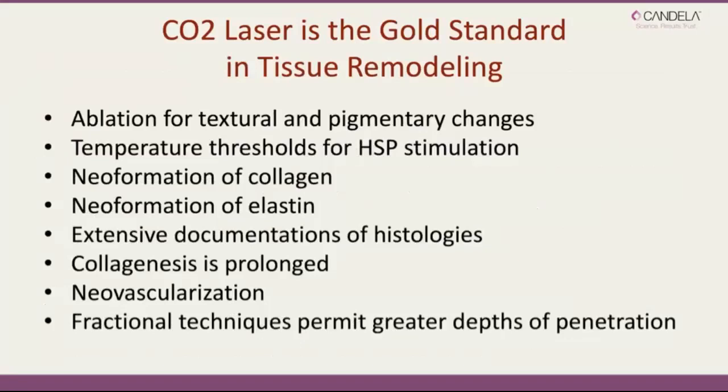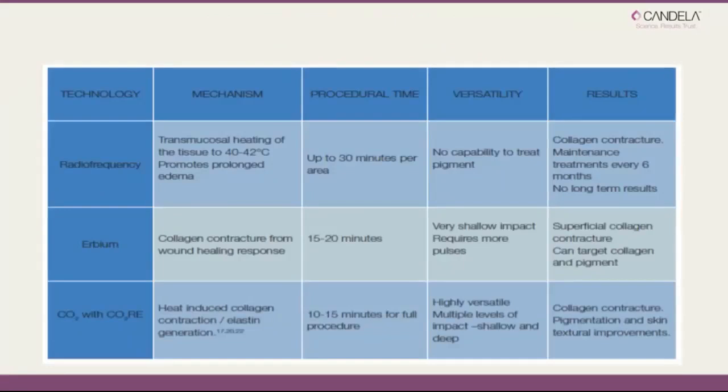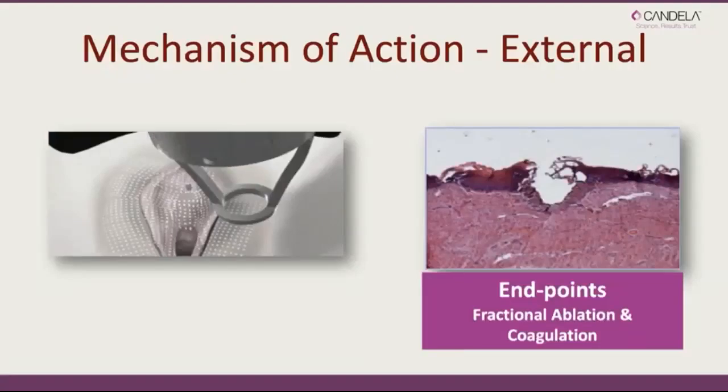So we get a global treatment of the whole vaginal canal at all the depths, and it's quite comfortable for the patient. So the core laser is the gold standard in tissue remodeling, formation of collagen and elastic tissue, and neovascularization. With fractional techniques, we can penetrate deeper. And this is what I was talking about, that the temperature that we get to with a laser such as the core laser for the feminine rejuvenation gives actually a true collagen contracture and collagenesis and elastogenesis. Here's the external. Just as in the face, we can fractionally ablate and coagulate and improve skin texture.